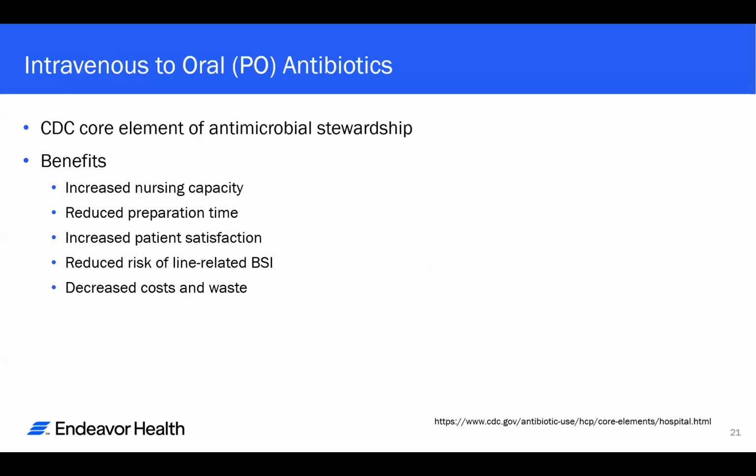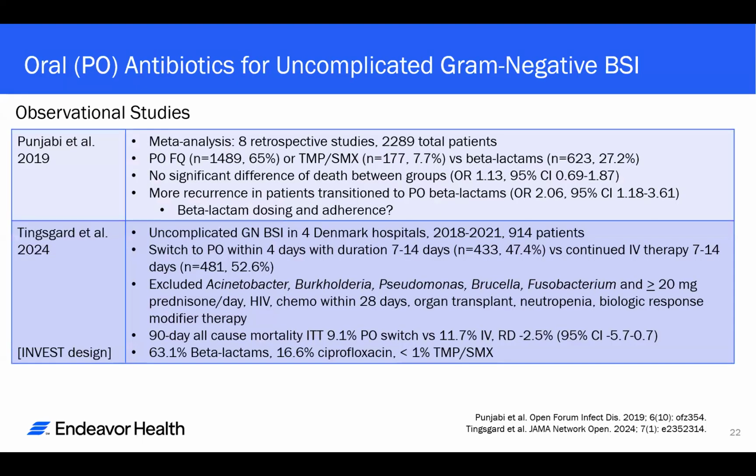Okay, so we'll switch over to talking about route of therapy here. IV to PO, as many of you know, is one of the core elements of antimicrobial stewardship. We get lots of benefits from it: increased nursing capacity, reduced risk of line infections, decreased cost. There's a ton of trials out there about IV to PO, so I tried to pick some that had really good pearls for you guys.